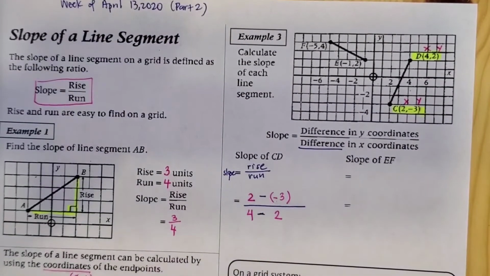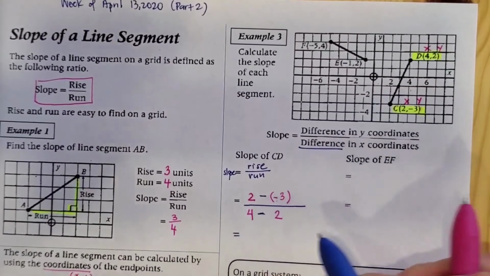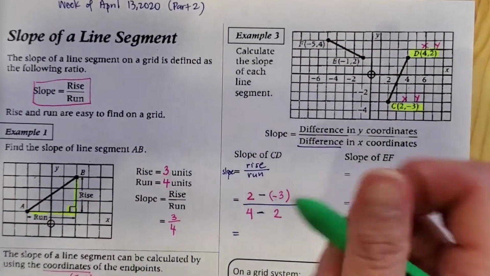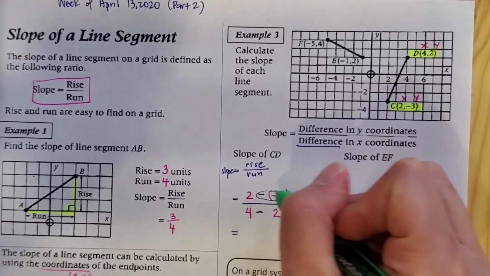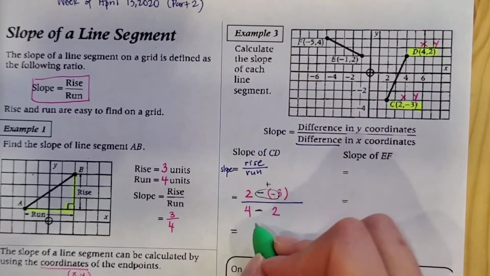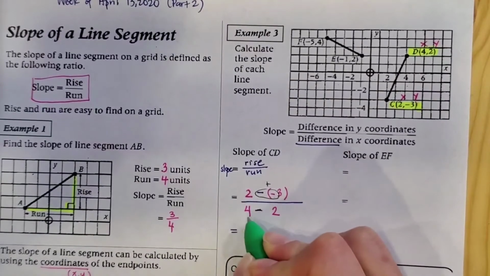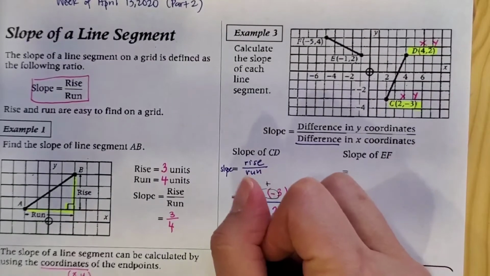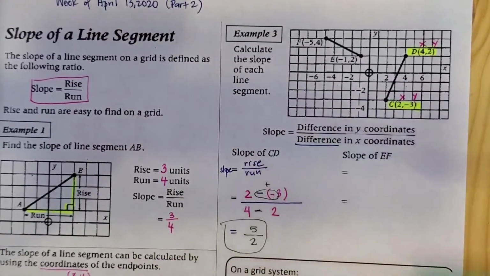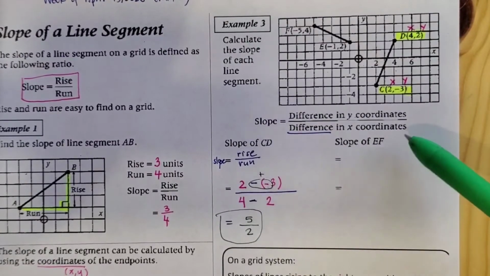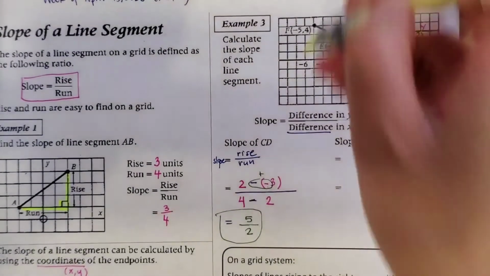Okay. So now you have to take away negative 3. Don't forget that when you have a negative times a negative, it's a positive. So you have 2 plus 3, which is equal to 5. And 4 take away 2 is equal to 2. So that's your slope there for CD, okay? Now we have to find the slope for EF, FE, okay?